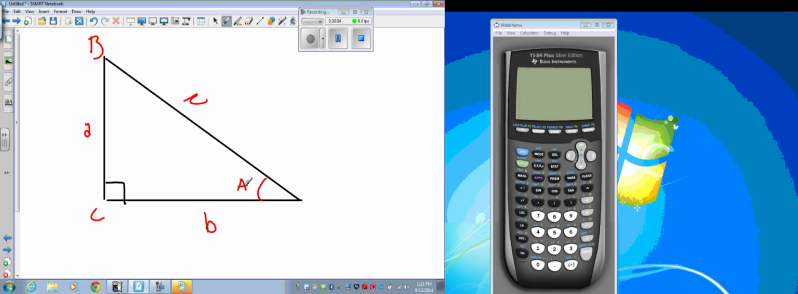The tangent is going to be what? Opposite over adjacent, A over B. Now let's go to B. The sine of B is going to be what? Opposite over hypotenuse. So it's going to be B over C. The cosine of B is going to be adjacent over hypotenuse, A over C. The tangent is going to be opposite over adjacent, B over A.